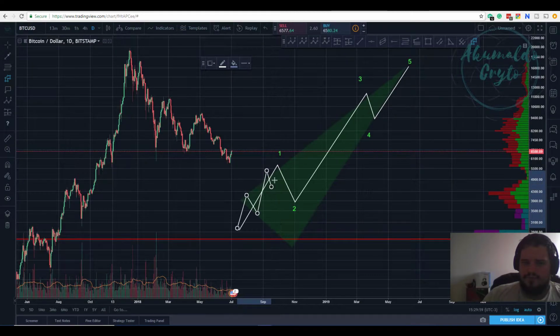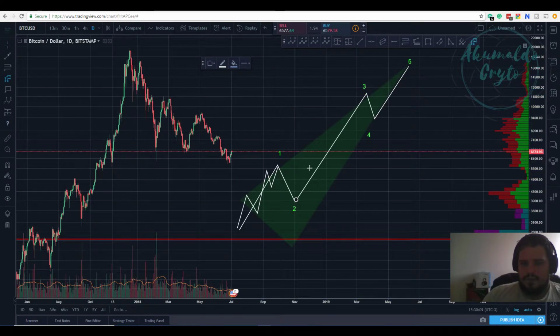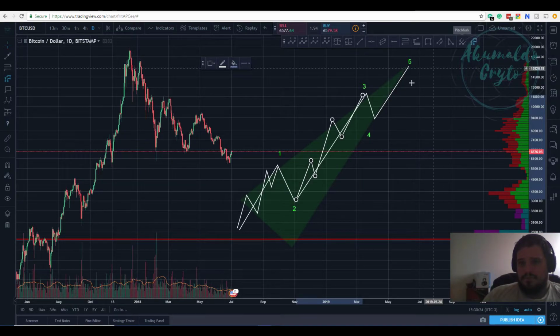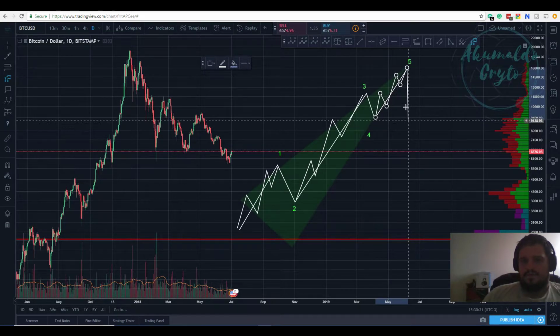Okay, 3, 4, 5. And the same here in our wave 3. 1, 2, 3, 4, and 5. And then we have our fifth and last wave, right at the top of the triangle, of the diagonal. 1, 2, 3, 4, and 5. Okay, there it is.